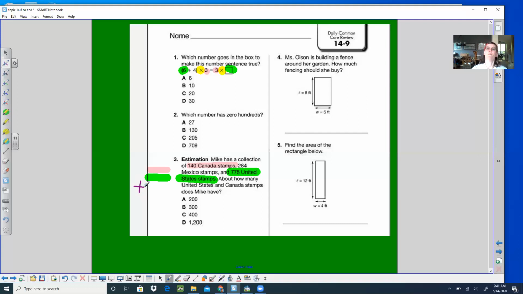Number 4, Ms. Olson is building a fence around her garden. How much fencing should she buy? Now remember, you want to find the perimeter. So you will be adding 4 numbers. Last week when you had some perimeter problems, a few of you found the area by accident. So remember, you're adding all the sides to find the perimeter.